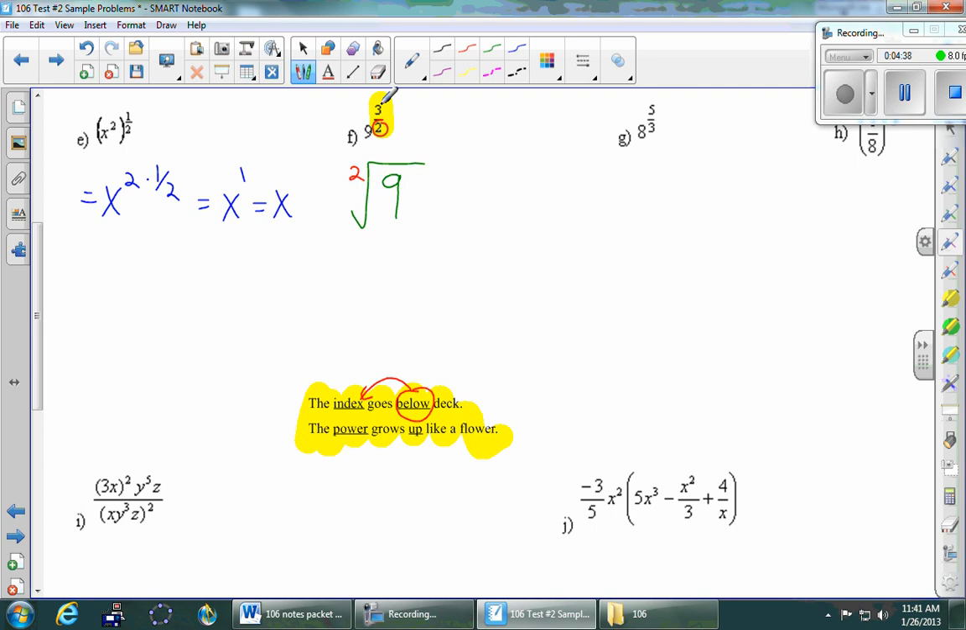It says the power grows up like a flower. So whatever number is up must become the power. So the number that's up is the 3. For us, it's going to become the power. Now, personally, I never put the 3 in there. I think it's much, much easier to do the calculation with the power on the outside. So that's where I'm going to put it. Turns out you'll get the same answer, but I'm going to write it there.